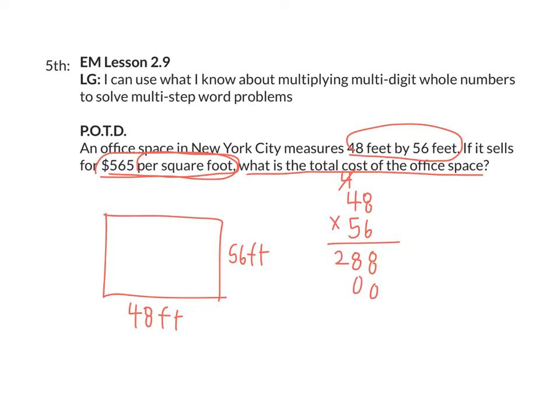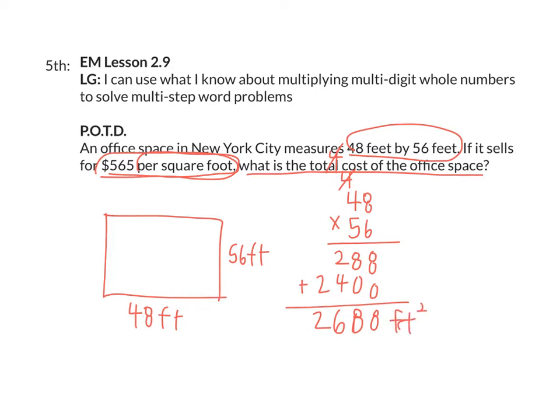5 times 8 is 40. 5 times 4 is 20, plus 4 is 24. So we have two partial products. We add them up to find that the total area of the office space is 2,688 square feet.